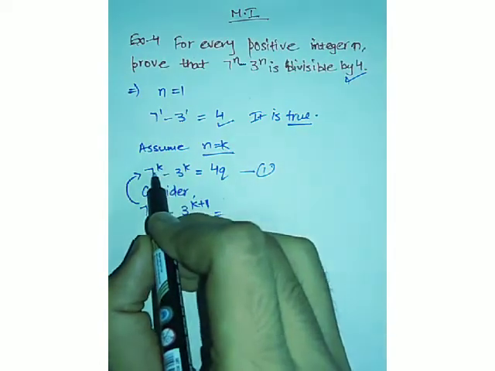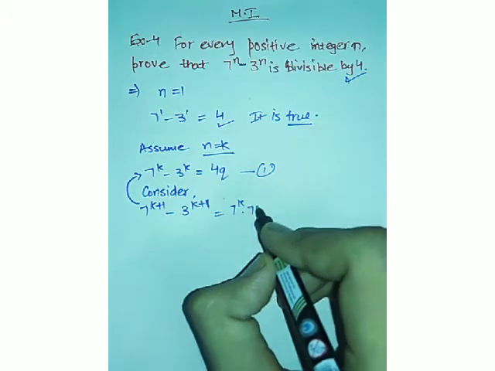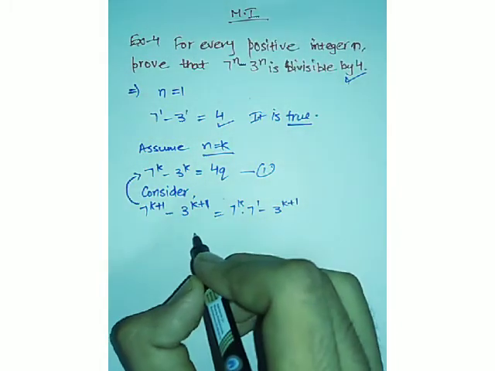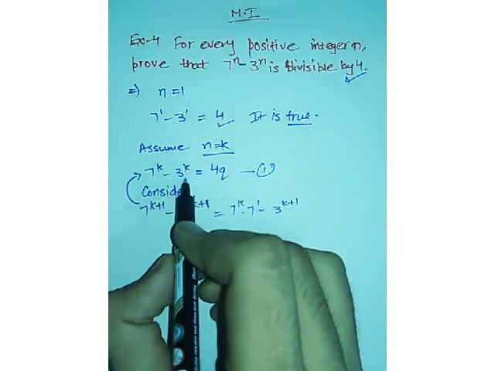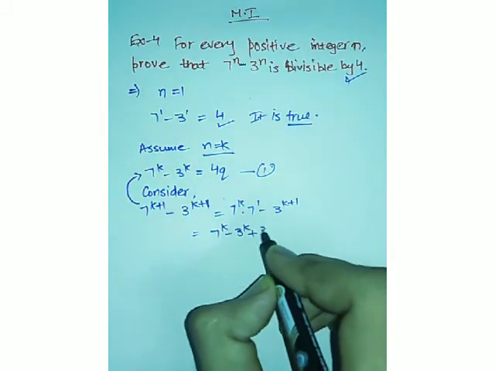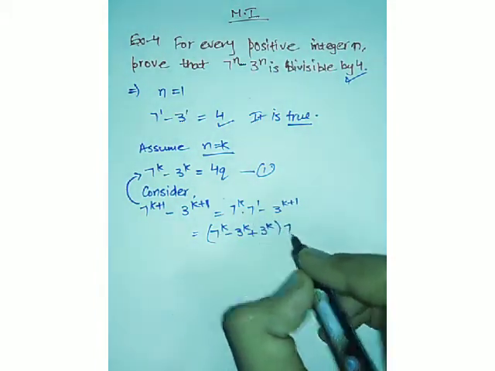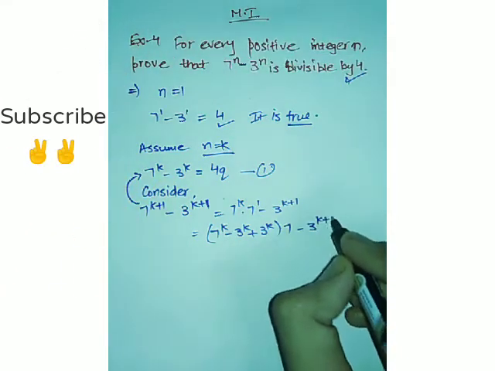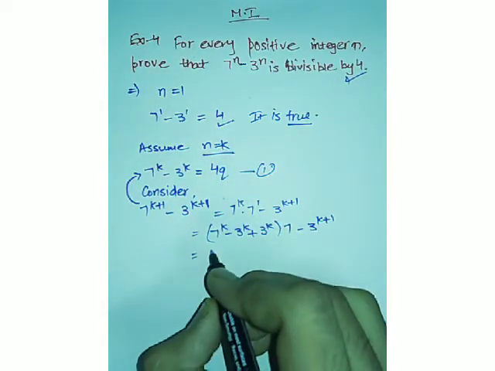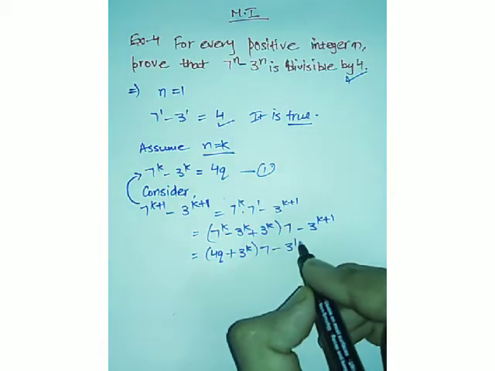Okay, so we know that here it's 7 raised to power k. Firstly, we will just split the powers. We can write 7 raised to power k multiplied by 7 raised to power 1, minus 3 raised to power k plus 1. Now here it's 7 raised to power k minus 3 raised to power k, so what we will do is write 7 raised to power k minus 3 raised to power k and plus 3 raised to power k, so as not to disturb the equation. Now the 7 will remain outside only, then minus 3 raised to power k plus 1. 7 raised to power k minus 3 raised to power k, can you write it as 4q? Yes, 4q plus 3 raised to power k multiplied by 7 minus 3 raised to power k plus 1.